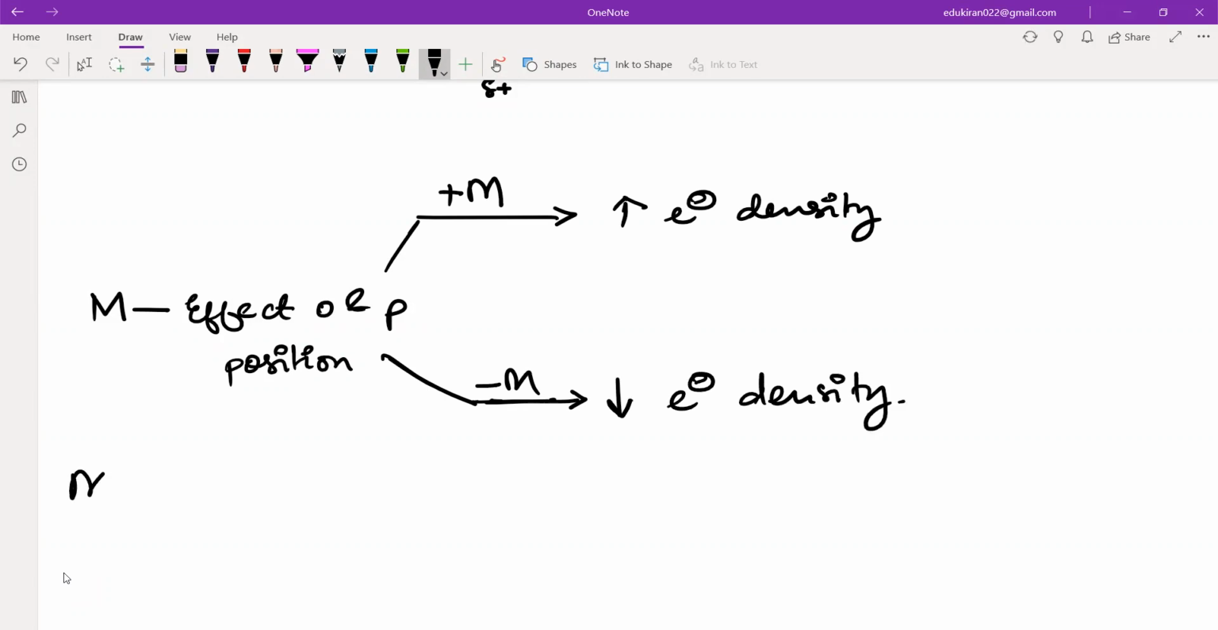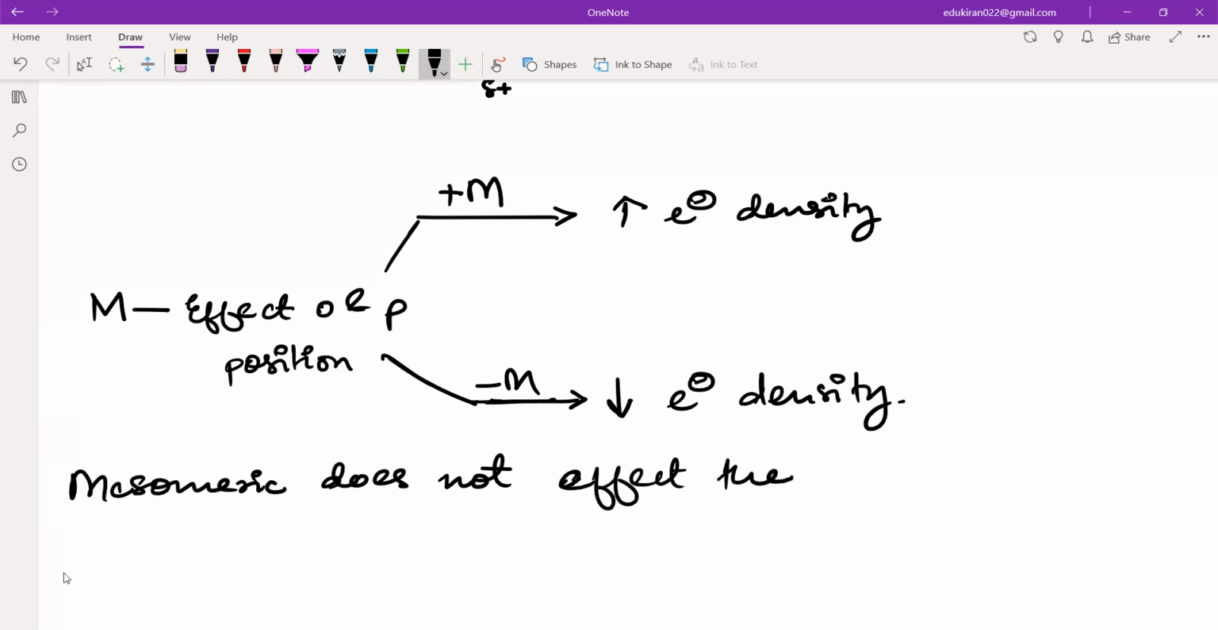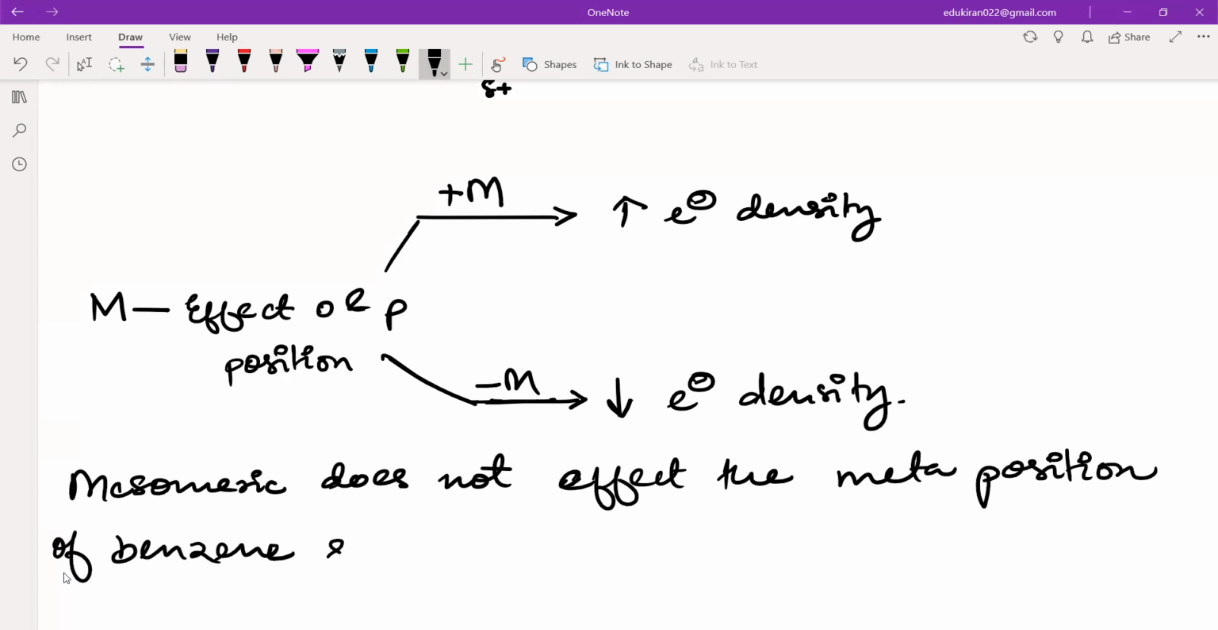Okay. So the mesomeric effect does not affect the meta position of the benzene ring. Write this down, let me know if you're done. Done, sir. Okay.